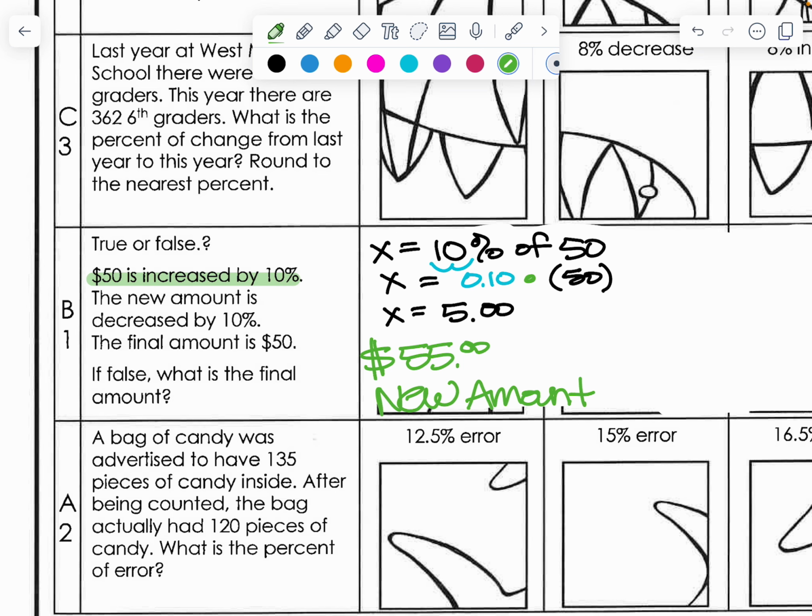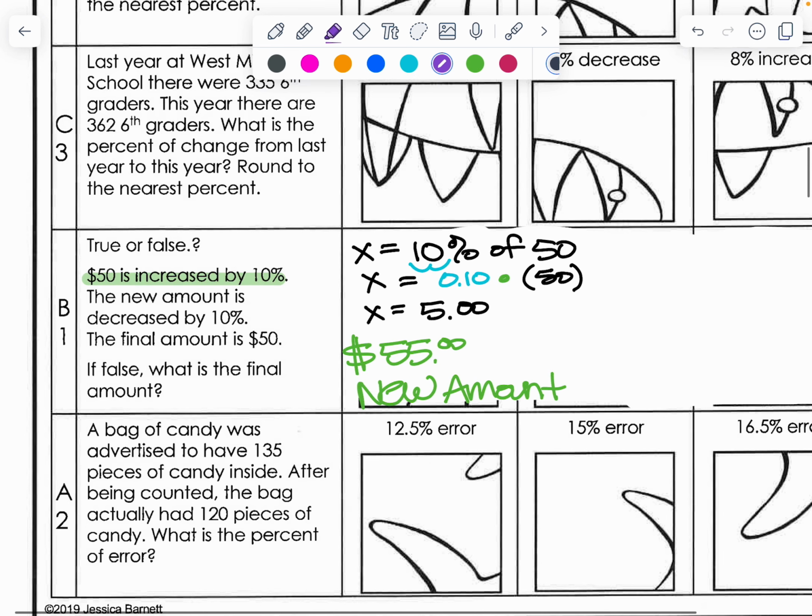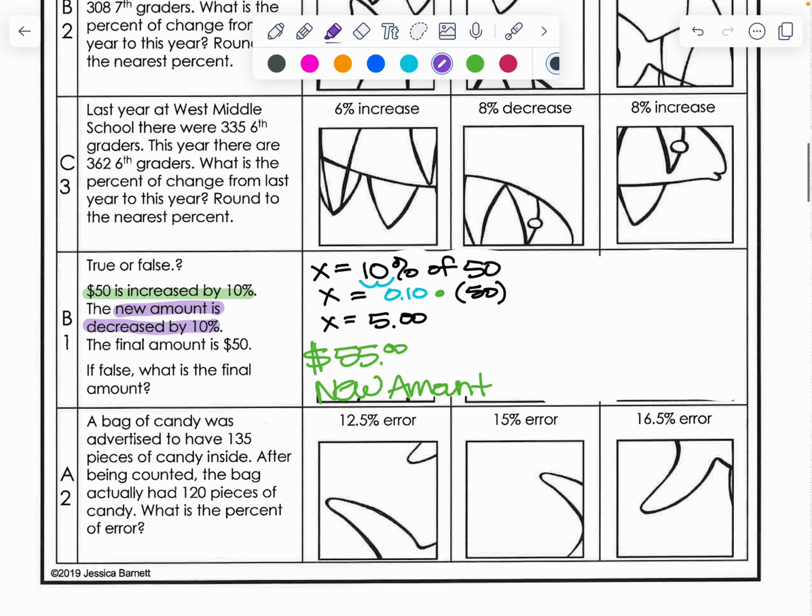All right, now let's go to the second part. It's like two problems in one. The second part of the problem says the new amount is decreased by 10%. Well, I can't decrease it or take it away until I know what 10% is. So here I go. Here's like my new problem, right? Here's the second part of it. Okay, here we go. There's my second part.